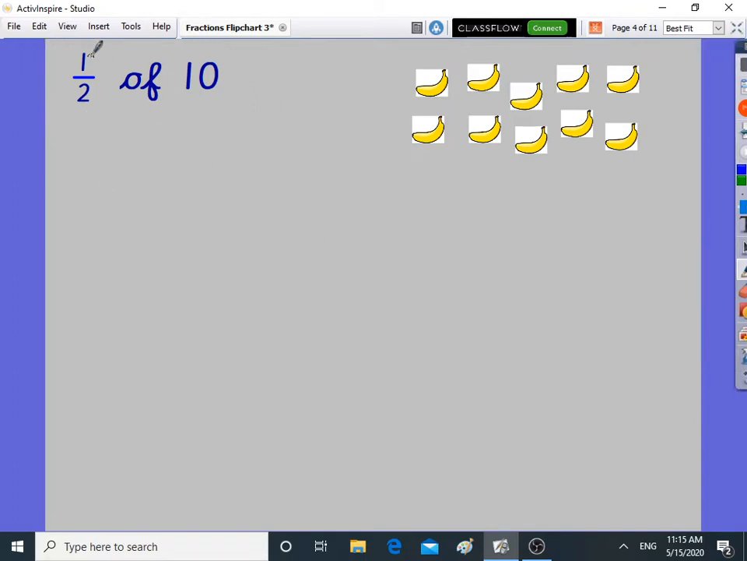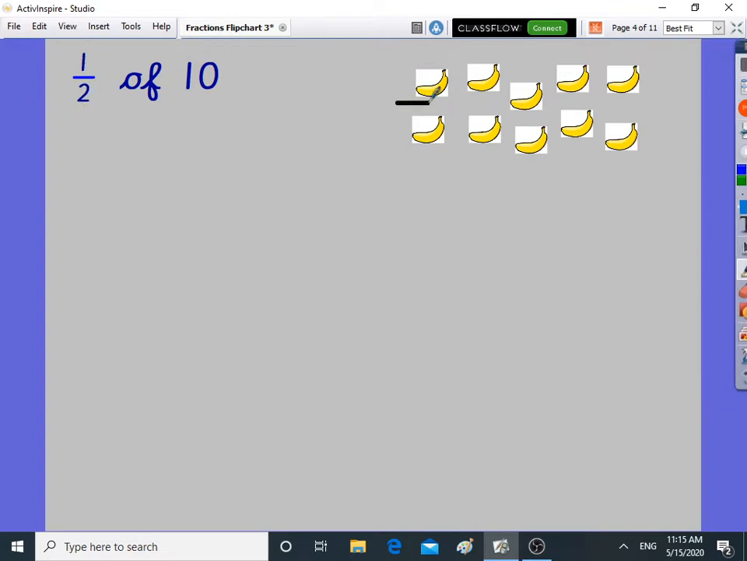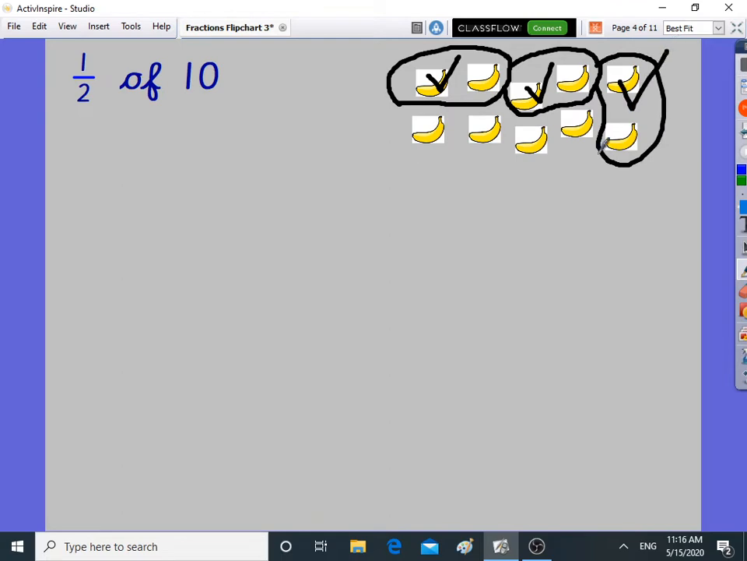First of all, I could get 1 out of every 2. So with these 10 bananas, just check that. Make sure I have got 10. I've got 10 bananas. So we're going to use the 10 to talk about bananas to help us. I need 1 out of every 2 bananas. So every time I see 2 bananas, I get 1 of them. I'm just going to tick it. Every time I see 2 bananas, there's another 2, I get 1 of them.